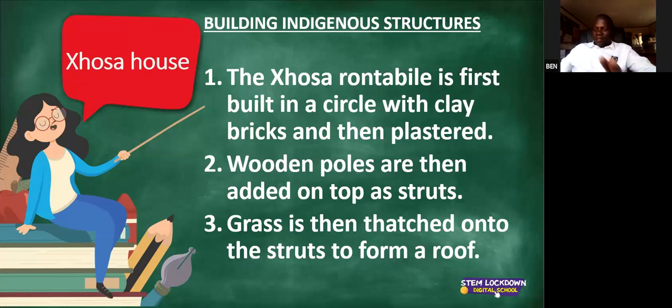Then that is the name, thatched. Thatched is the name used when we put grass on top of the roof to be the roof of the house. Then the struts, those are the poles. So you see, the Xhosa people use different things and they use many more things than the Zulu people. Let's go to the next one.